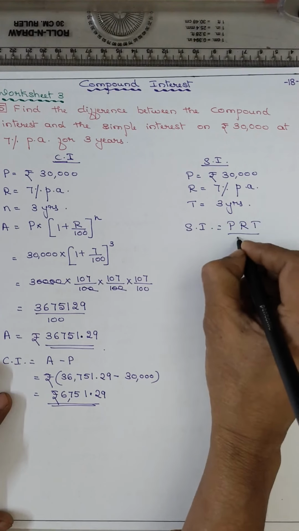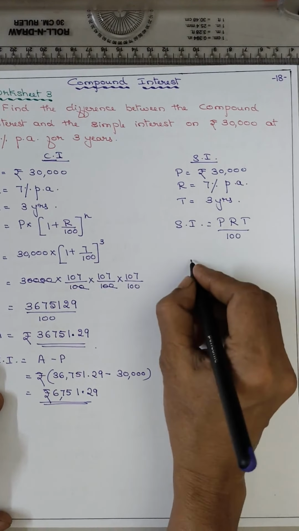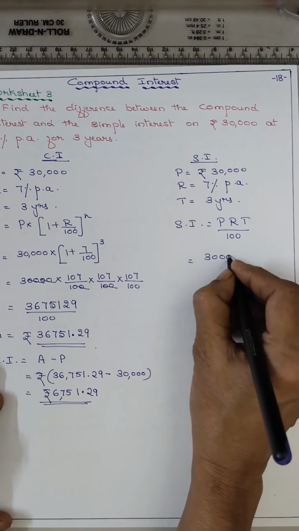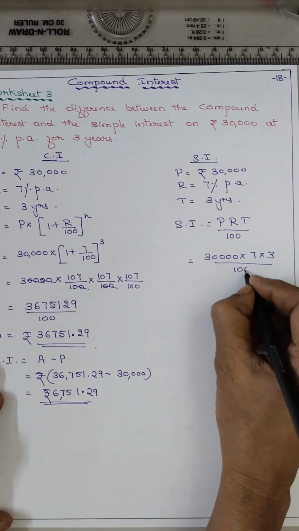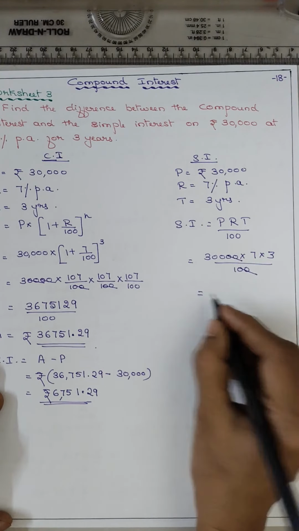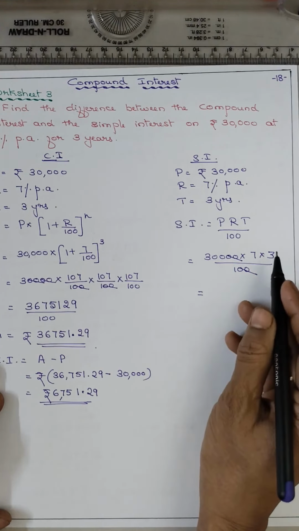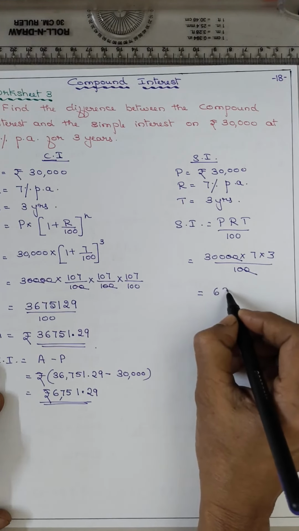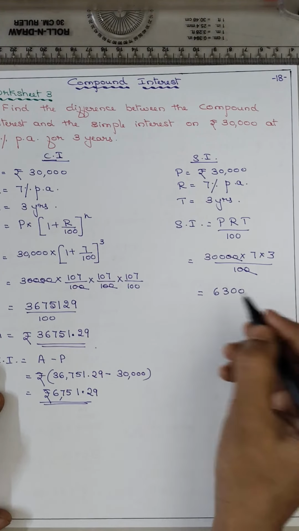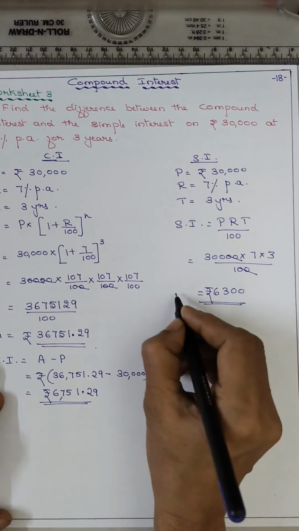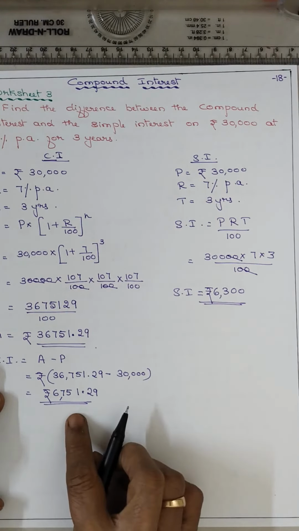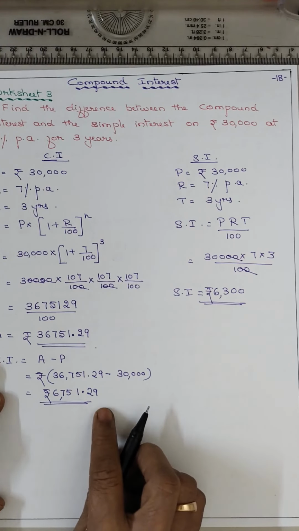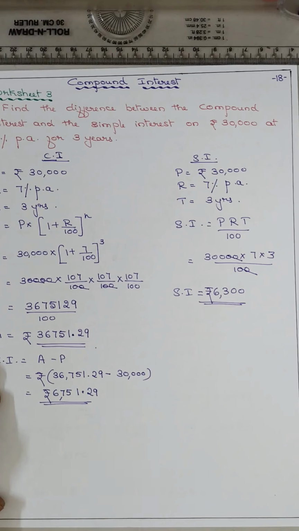Now SI, what is the formula for SI? PRT upon 100. So it is 30,000 into 7 into 3 upon 100. 3 3s are 9, 9 7s are 63, 2 zeros. So SI is 6,300 and CI is 6,751.29. So which is better? CI, isn't it? It gives more interest.